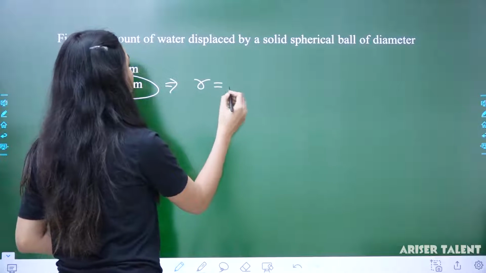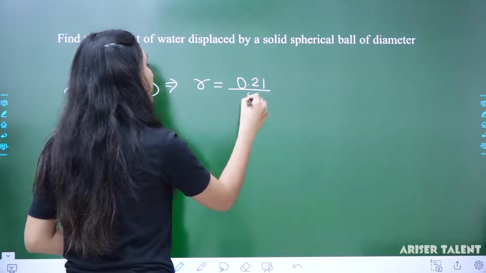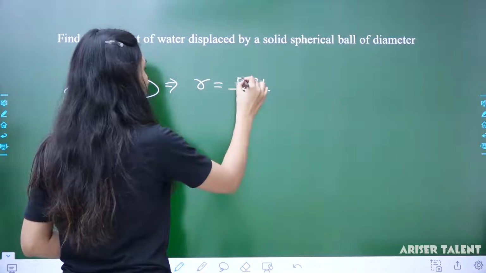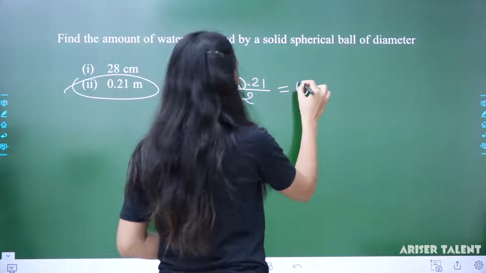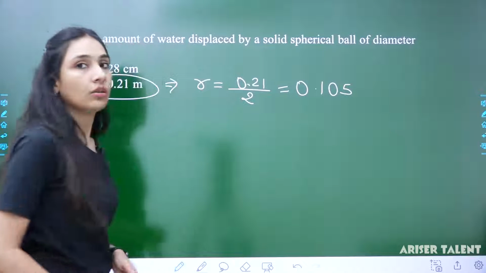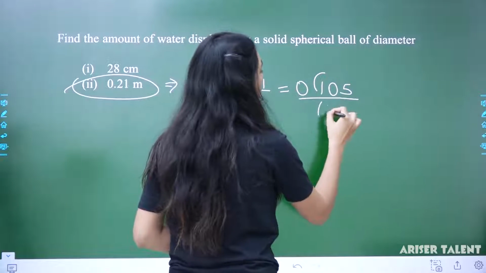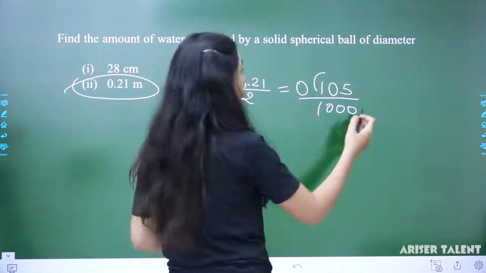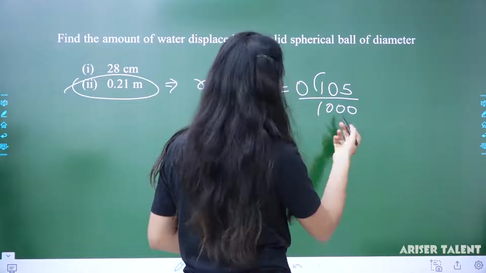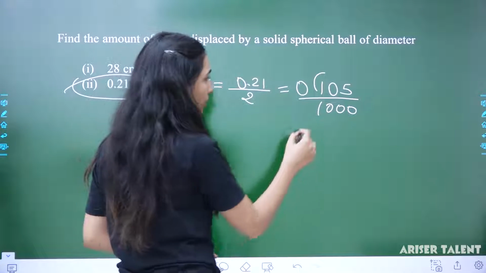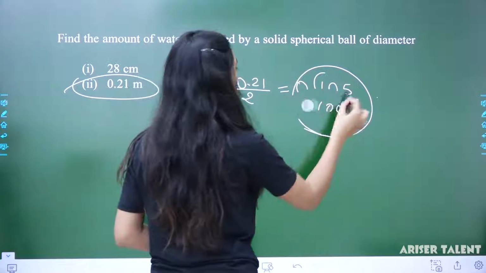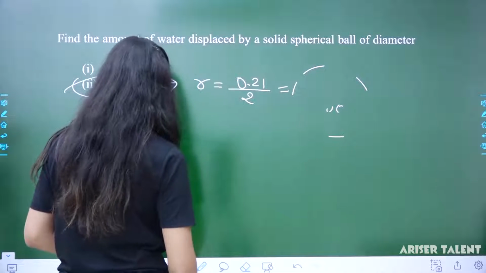And talking about the second one, this implies that radius will be equal to 0.21 by 2, that is going to be 0.105. It is in meters, or it can be converted to centimeters, whatever you want. Let it be in meters only.